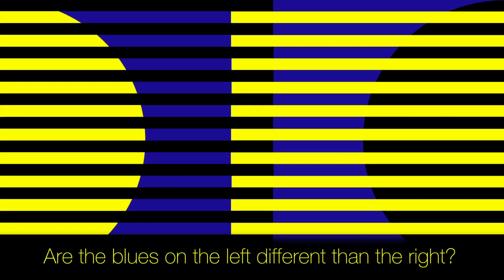Take a look at the blue lines in this graphic. Are the blues on the left side different than the ones on the right? Is one side darker or lighter than the other? As it turns out, they're the exact same color. The background elements have strongly affected our ability to correctly perceive the color difference.